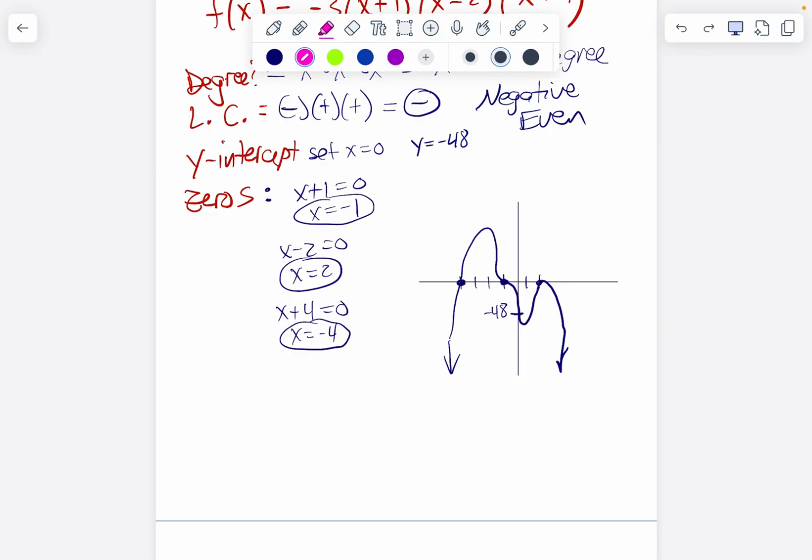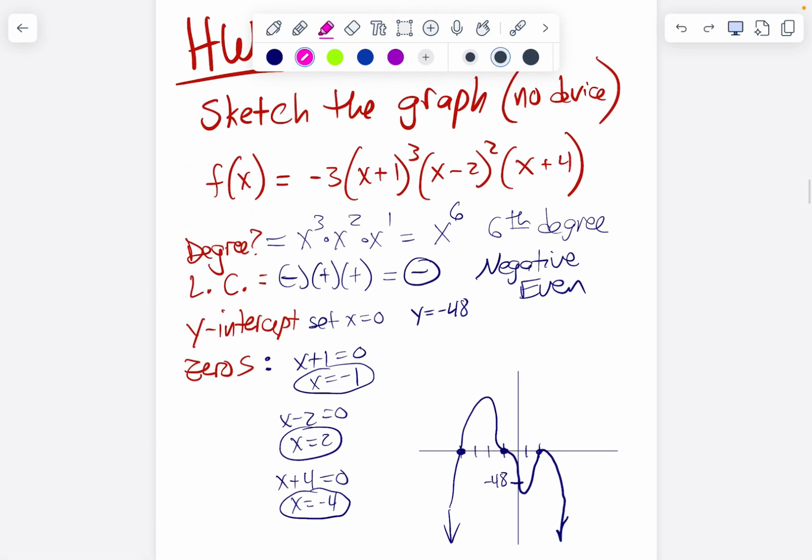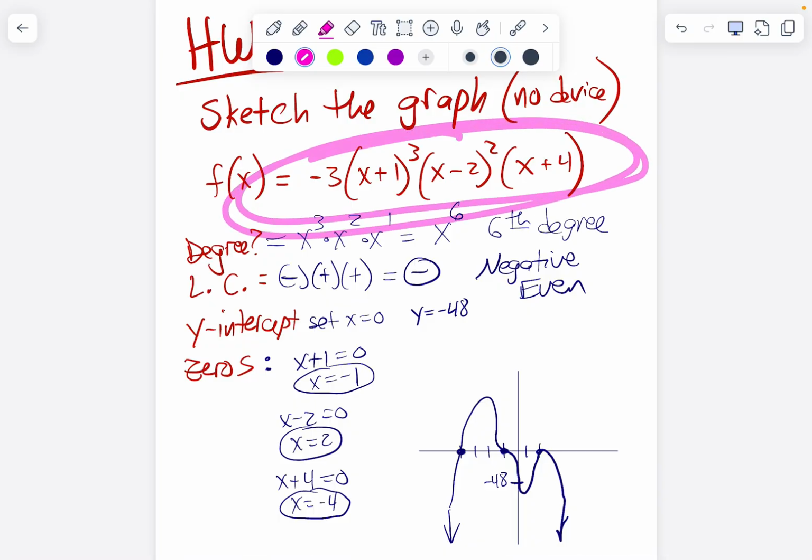This is a preview of what the end of the unit exam and expectations will be: being able to do this with this not being given to you. You'll have to find that, which will be about a 5 to 10 minute process of finding those zeros. And it's division, and that's what we're about to start doing right now. So any questions before we do?